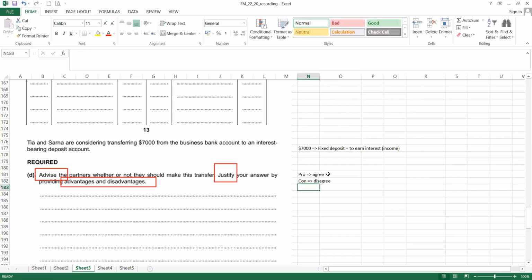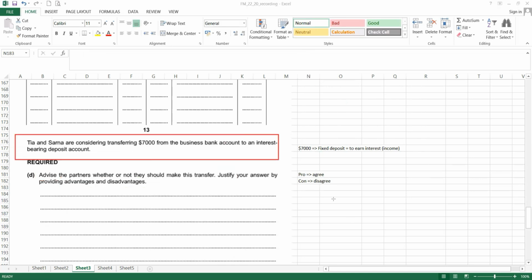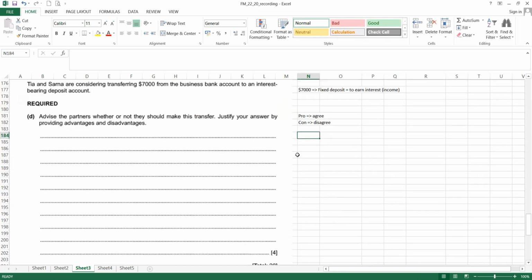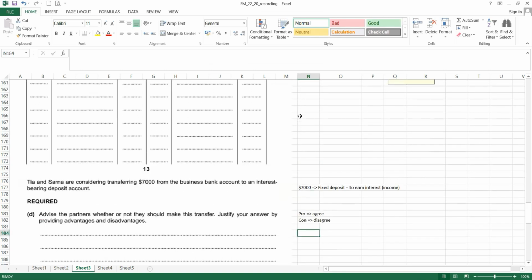Disagree. What you disagree, what you agree. Read from the question what they ask. They say, Tia and Sama are considering transfer 7,000 from the business bank account to an interest-bearing deposit account. So this is a sentence that you have to think whether good or not good. When you say good, when you agree to transfer to the FD, what is your idea? When you say not good, what is your idea? Both answers must be there when they say justified. 4 marks they given. Okay.